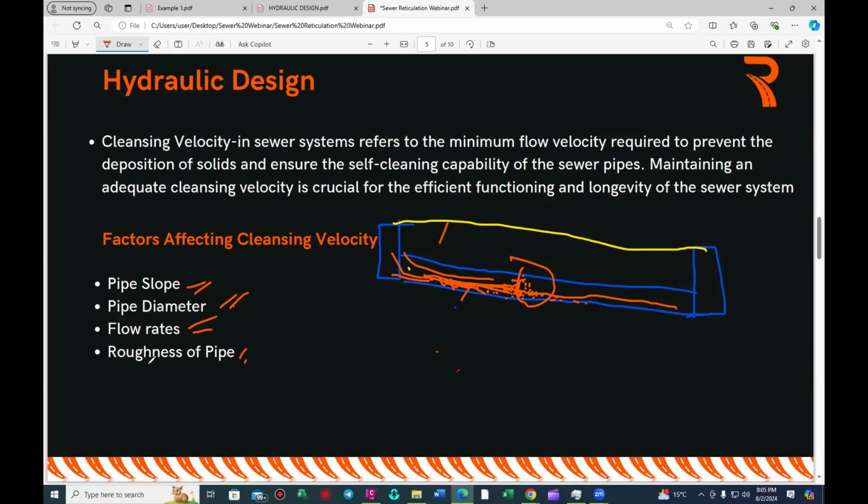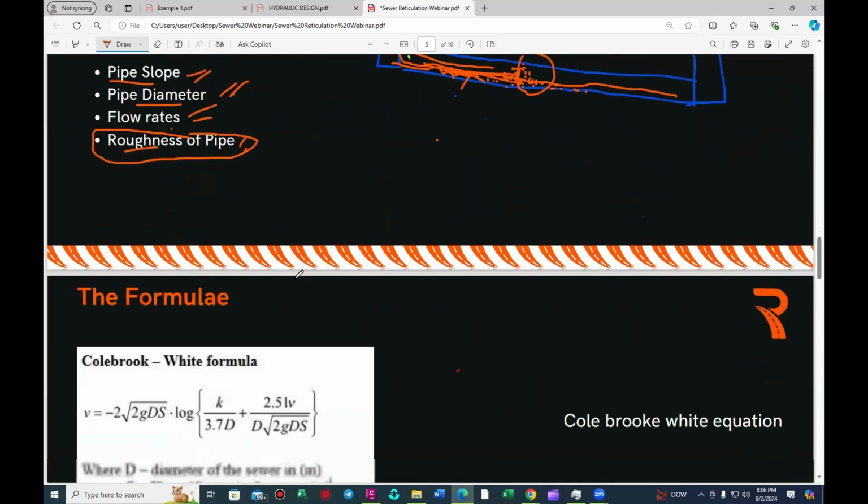Then we've got the roughness of the pipe. Though this one is redundant because mostly we're going to be installing new pipes, right? So we usually just assume a roughness of about 100, depending on what formula you're using. If you're using Manning's equation, we have a roughness that we assume. So this one is quite redundant, but it does have a little bit of effect. But the ones that I really want you guys to think about are your pipe slope, pipe diameter, and flow rates. All right, so that's our hydraulic design there.